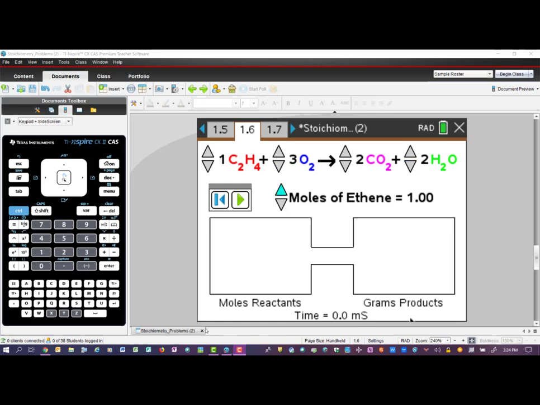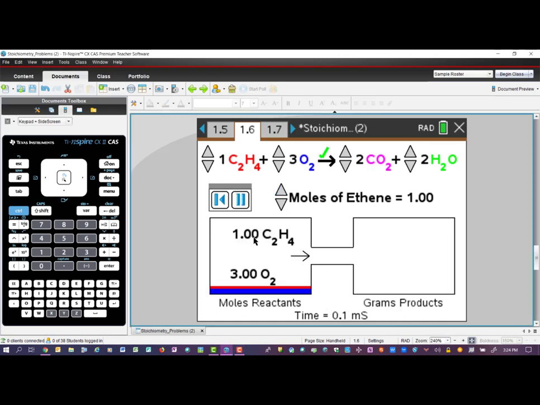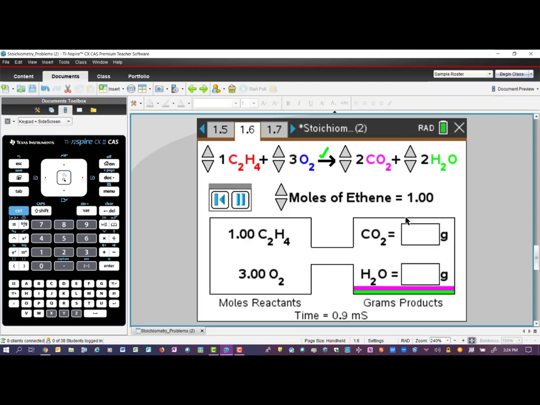Okay, so we'll start the simulation. I have used my slider to increase my moles of ethene to 1. So let's see what happens. And remember, you have a 1 to 3 ratio of your reactants here. So that's what we should be starting with. And we're going from moles of reactants to grams of products. So I'm going to start with a 1 to 3, which is what we said in the equation. But then it's going to go over here, and it's asking us how many grams of CO2 are produced and then how many grams of water. So it doesn't give us an answer here. We're going to have to calculate that.